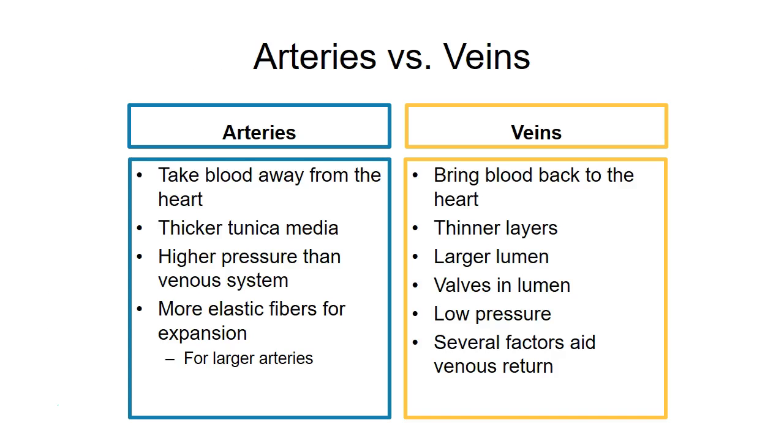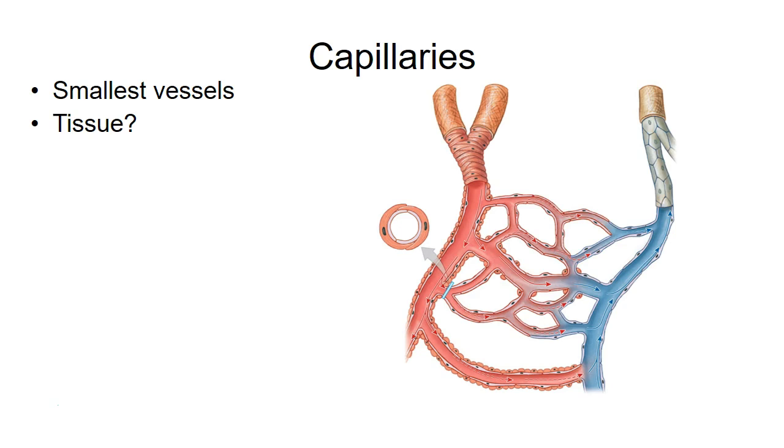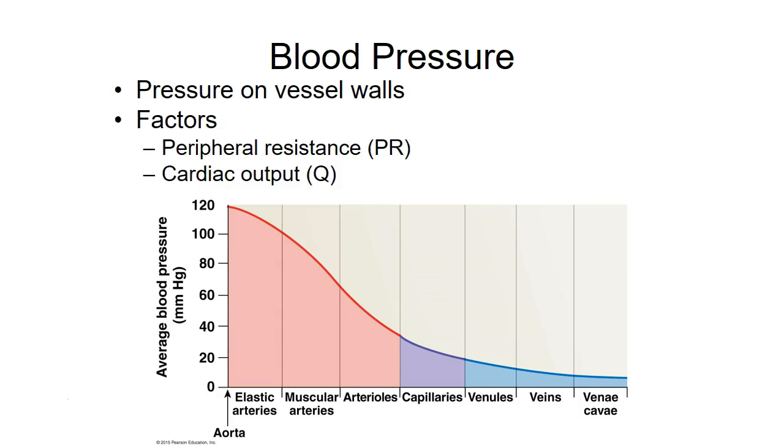Okay, so here's a quick review of the difference between arteries and veins. So be sure to take a look at that. We talked a lot about these already. Veins have valves, arteries don't. Like I said, we're going to skip over this one, and we'll come back to that.